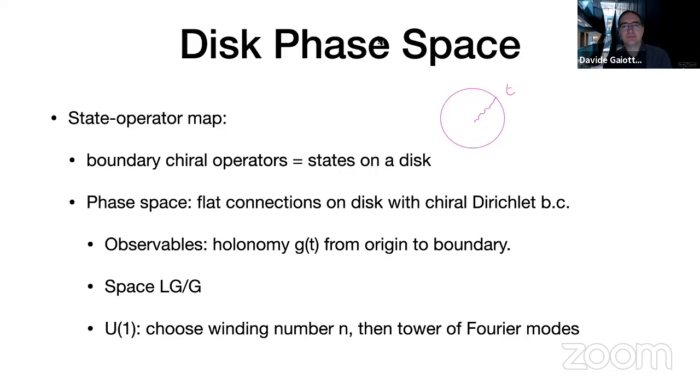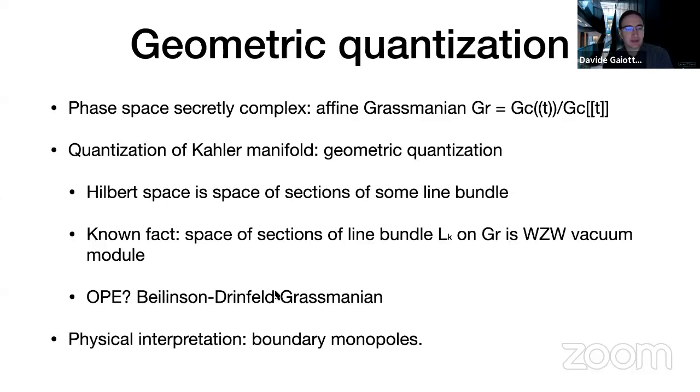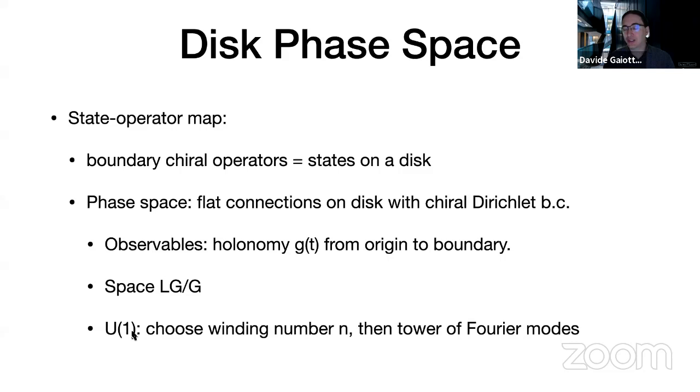Let me give an example. So suppose I look at the U(1) gauge theory. I have maps from the circle into U(1), which are maps from a circle to a circle, modulo rotation, so I can say that I send the origin on the circle to one. So what sort of degrees of freedom do I have? Well, I have an overall winding number, which is a topological quantity. It's an integer. And then I just have the Fourier modes for this map from the circle to the circle.